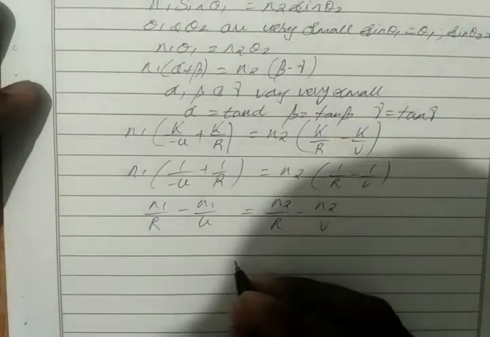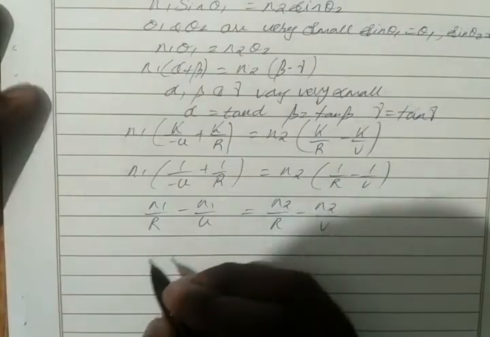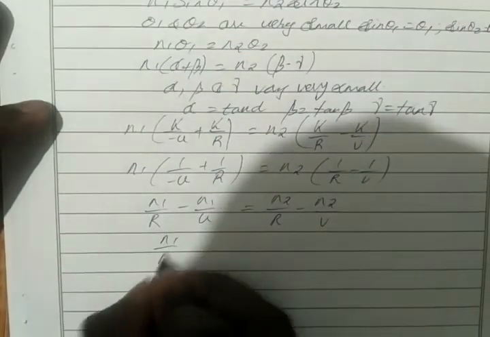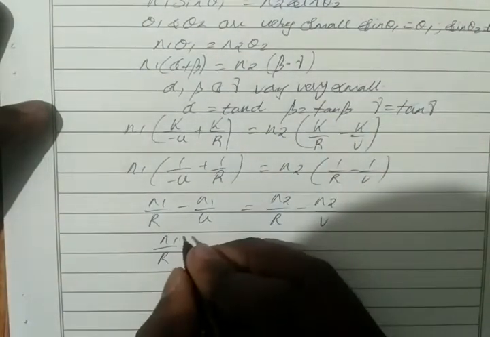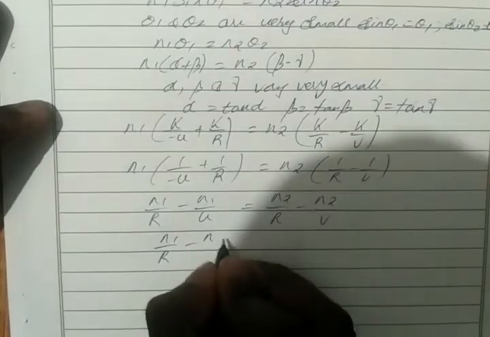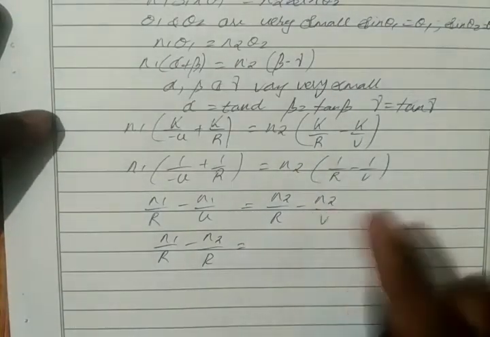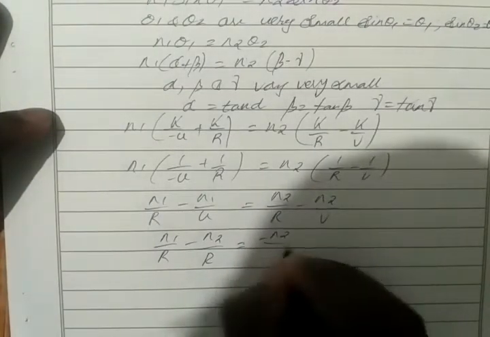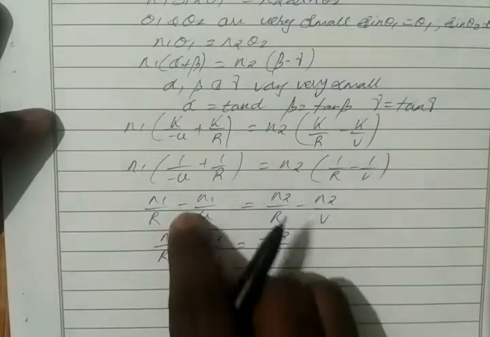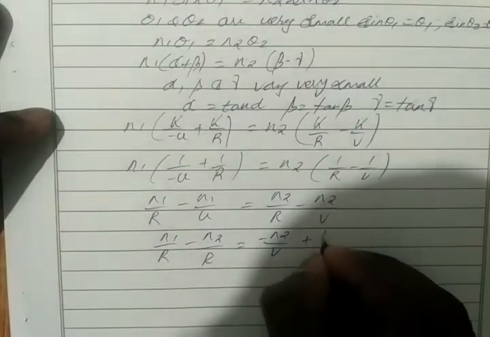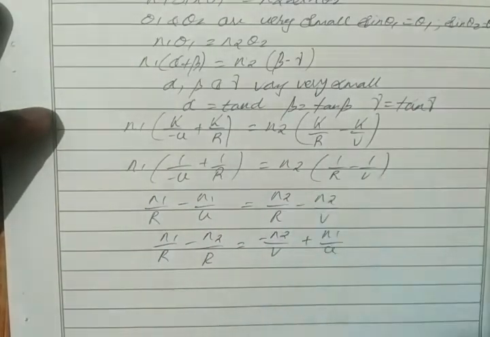So here I take this n2 by r to the left side of the equation. So we have n1 by r. If this n2 by r comes to the left side of the equation, it becomes minus n2 by r equal to minus n2 by v. If this minus n1 by u comes to the right side of the equation, it will become plus, so plus n1 by u.